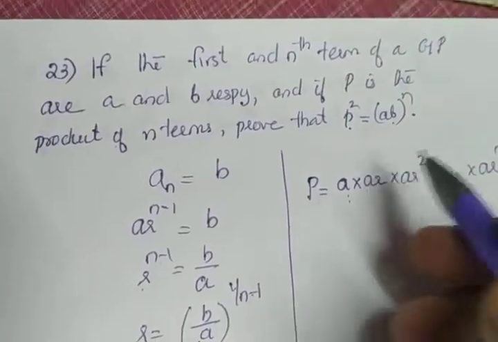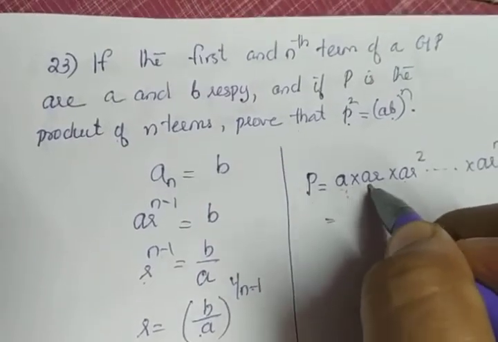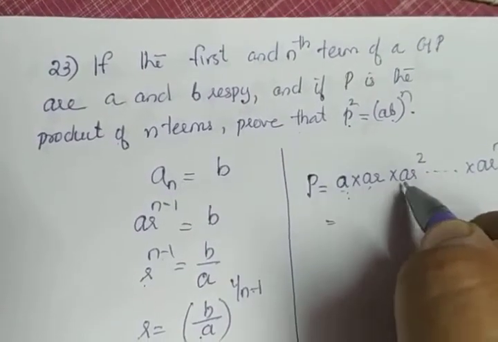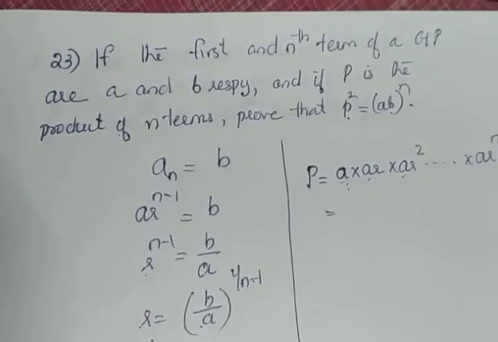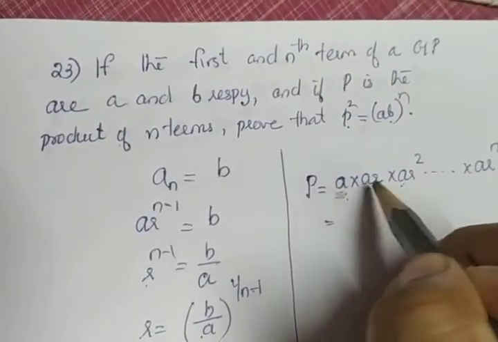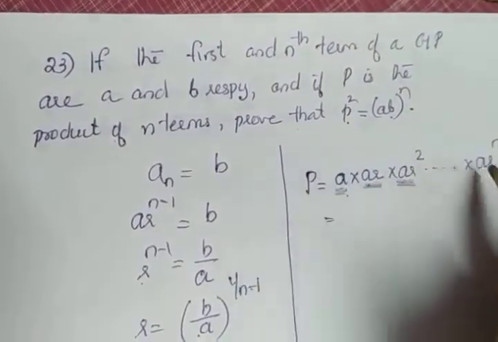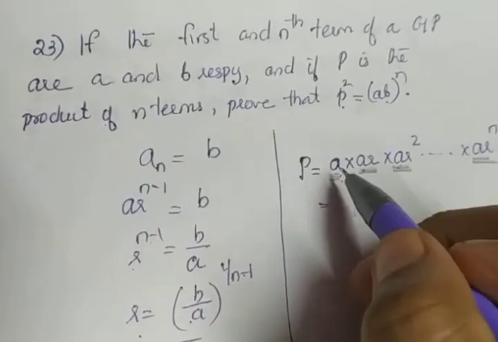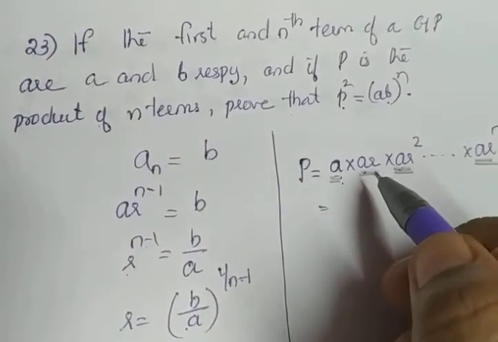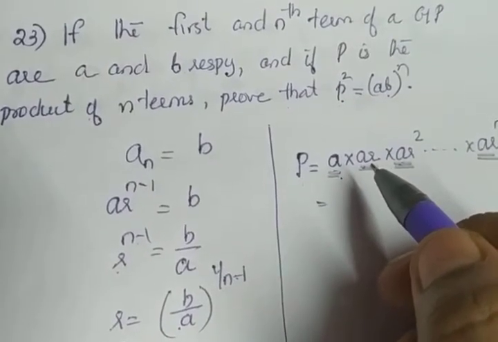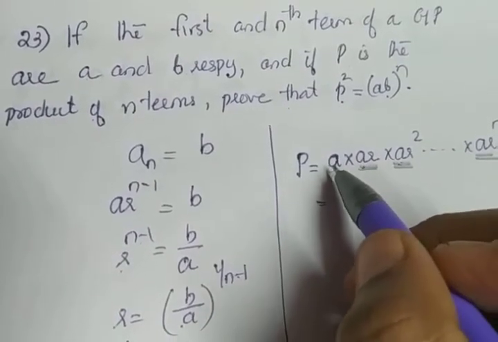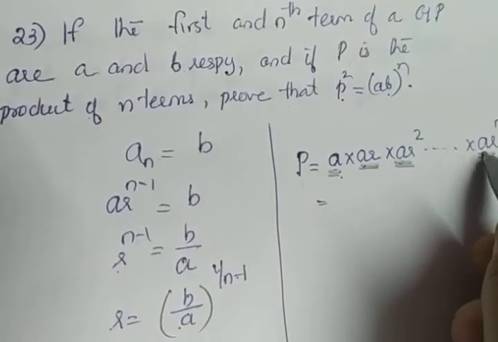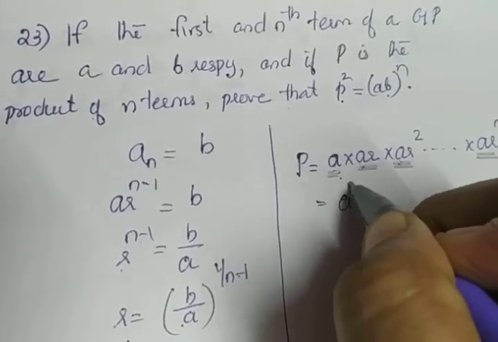First of all, we will simplify P. So A into A gives you A square, into A gives you A cube. So in each term, this is the first term, this is the second term, this is the third term and this is the nth term. So in each term there is an A. So A into A 2 times will give you A square. A into A 10 times will give you A raised to 10. Therefore, A into etc. n times gives you the value A raised to n.